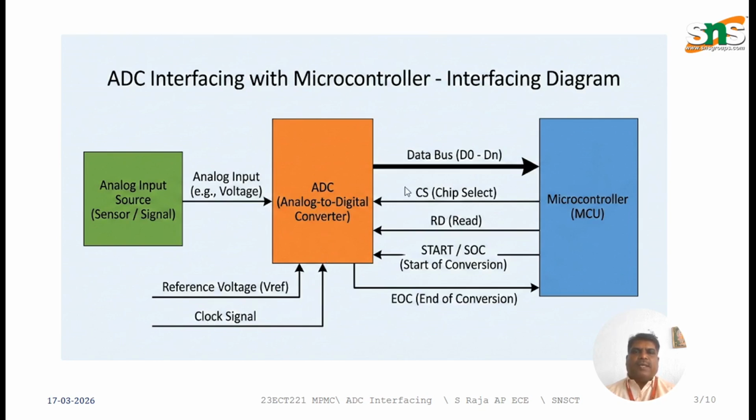Then the output is given to the data bus, and if the microcontroller wants to send some information to the ADC, it will send it through chip select, then read, then start conversion. Once this conversion is completed, the ADC converter will send the end of conversion signal to the microcontroller. Once end of conversion is received by the microcontroller, it will stop the current running process and halt the program. So this is how normal ADC interfacing works.